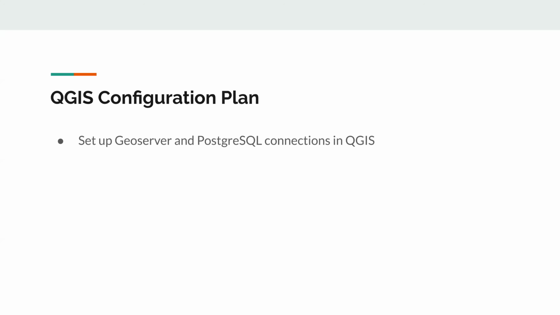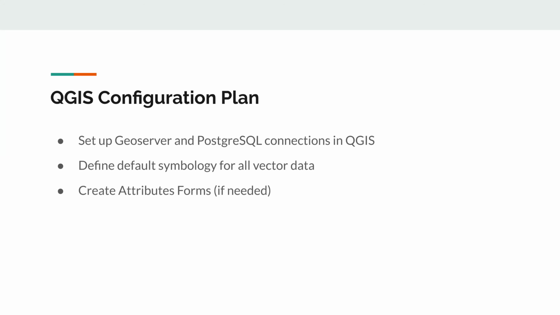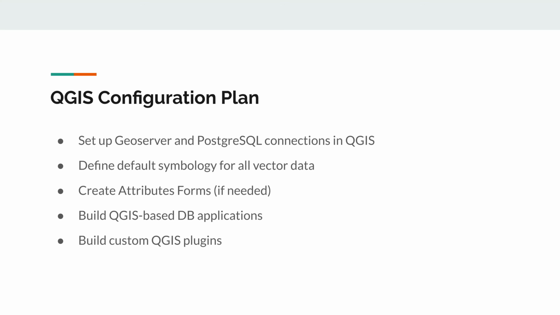QGIS configuration includes setting up GeoServer and PostGIS connections in QGIS. We define default symbology for all vector data, which you can store in Postgres. We create attribute forms if needed. We build QGIS-based database applications. We build custom QGIS plugins.